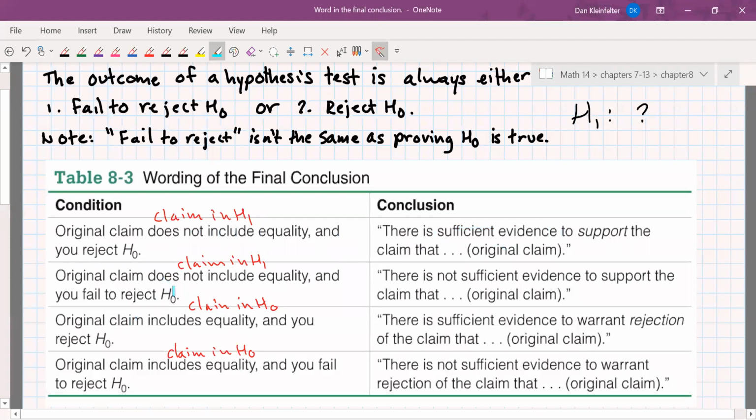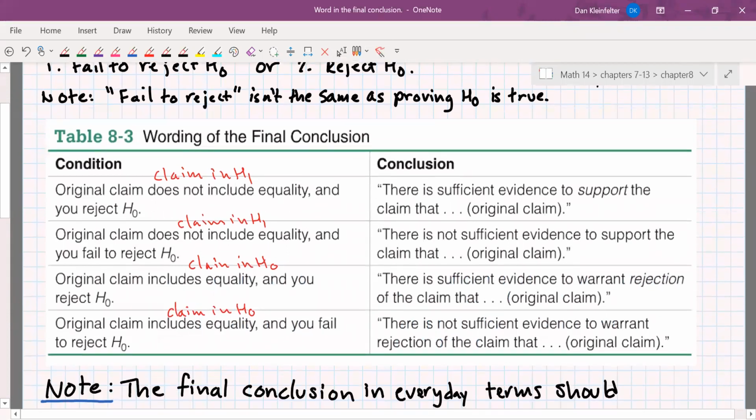Okay. If the original claim is in the null hypothesis and you don't reject it, there's not sufficient evidence to support the original claim. If the original claim includes equality, so it's in the null hypothesis, and you reject it, then there's sufficient evidence to warrant rejection of that original claim. And then finally, if the original claim is in the null hypothesis and you fail to reject it, then you'd say there's not sufficient evidence to warrant rejection of whatever that original claim is.